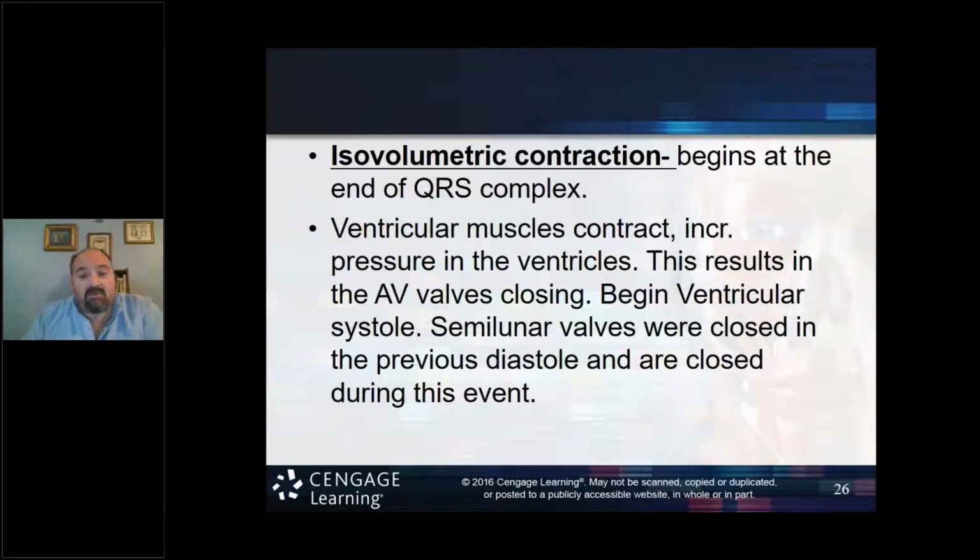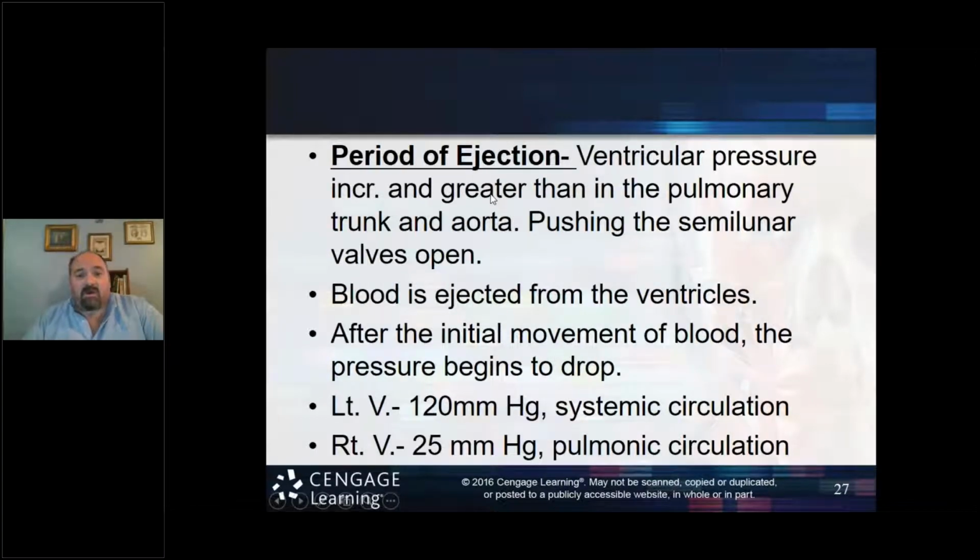Okay? Then what will happen is the muscles contract, there's an increase in pressure in the ventricles, and the valves close. Beginning ventricular systole, right? So systole is contraction. The semilunar valves, which were closed in the previous diastole and are closed during this event, now they're going to what?